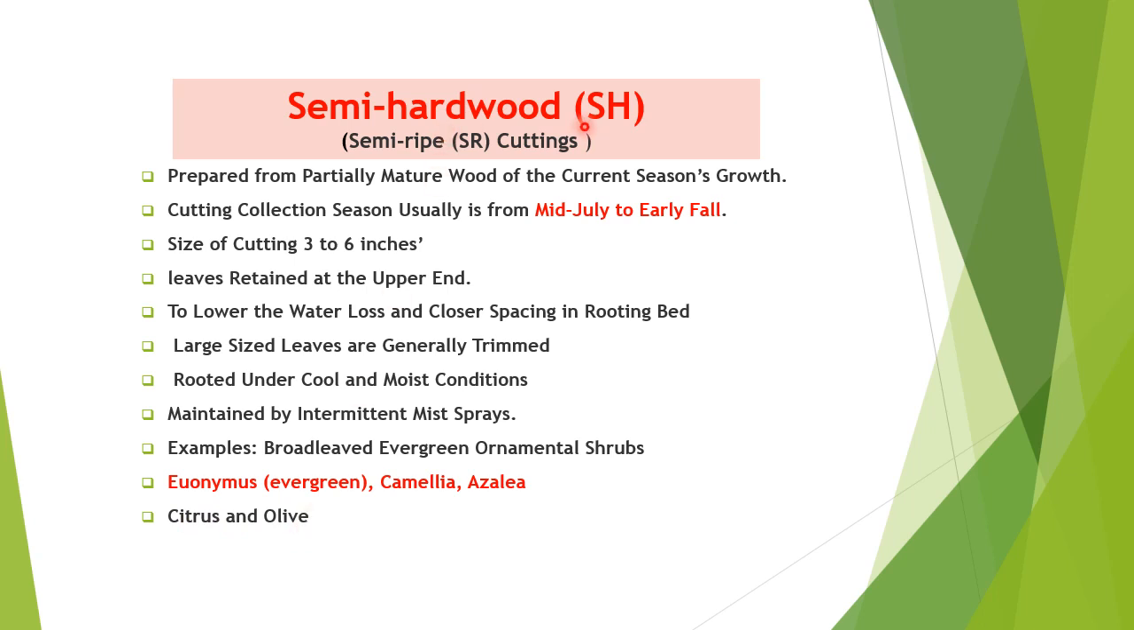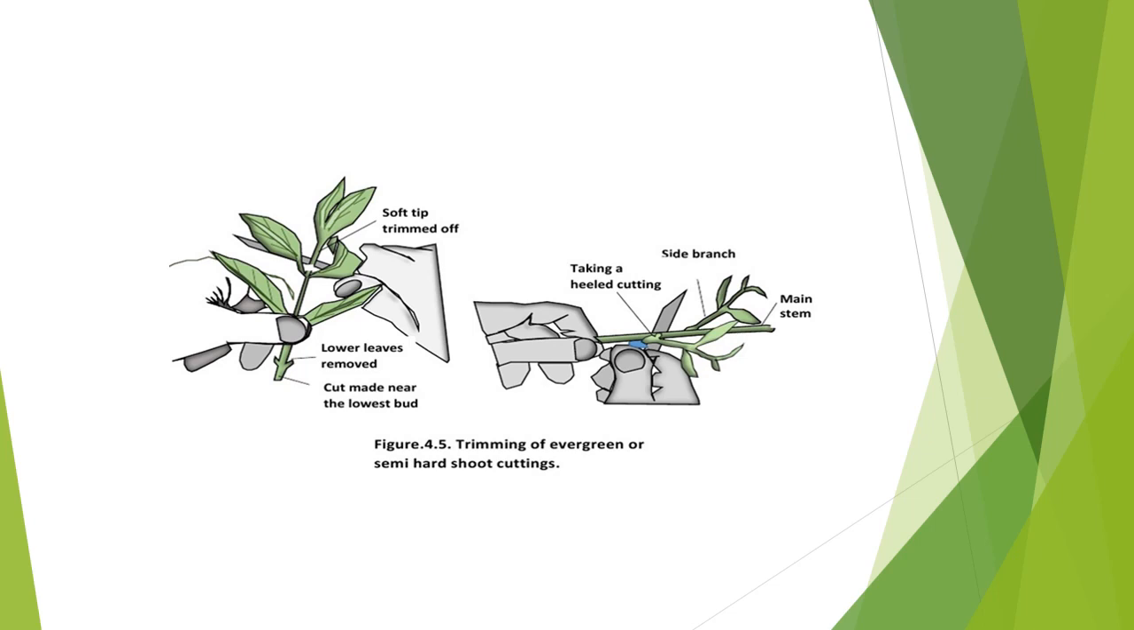cuttings. So semi-hardwood or semi-ripe cuttings are taken in the month of mid-July to early fall, and then they are trimmed. 50% of the leaves are removed. The top leaves are kept. If they are larger, they are trimmed. Here is how you take the evergreen or the semi-hardwood shoot cuttings.